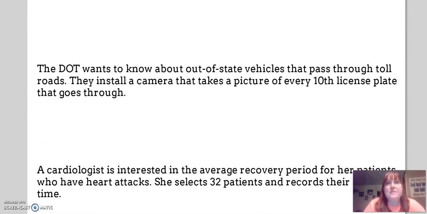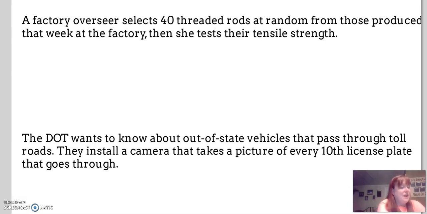The number of out-of-state vehicles that we took from this sample would be a statistic. The parameter would be if we counted every single vehicle in the entire population and found how many of them were out-of-state vehicles. And finally, the parameter for this one would be the tensile strength of every single threaded rod that was created, if we were able to test that. But the statistic comes from the sample, which means that it's the tensile strength of the 40 threaded rods that we actually picked.